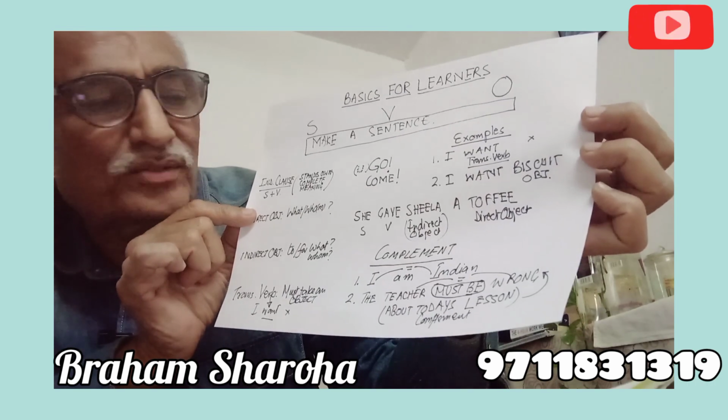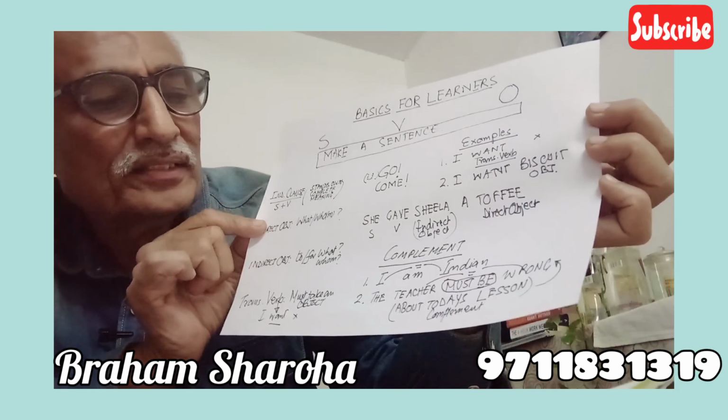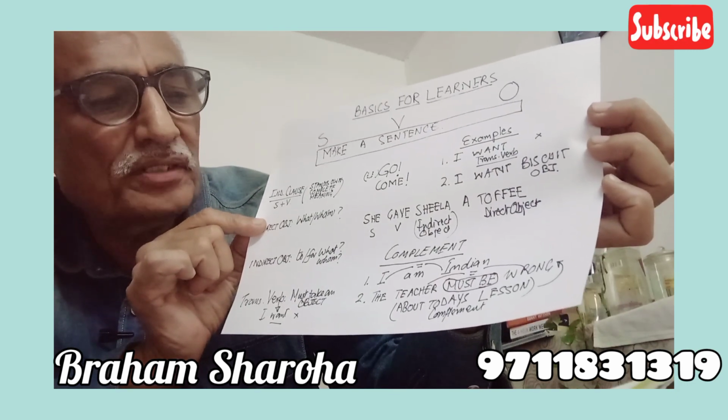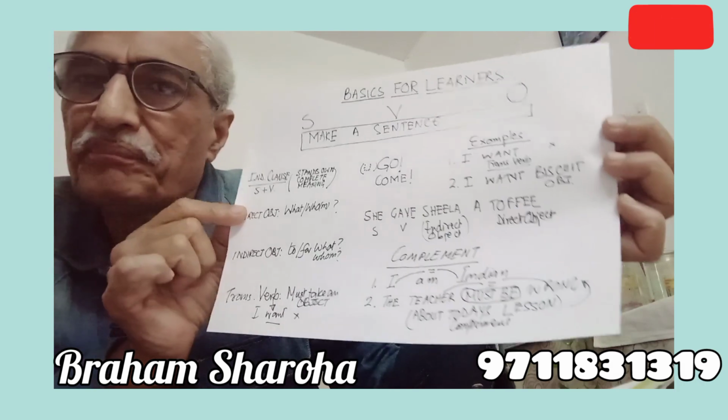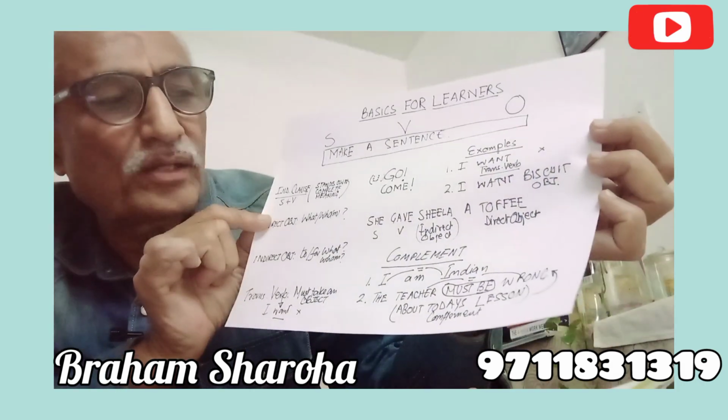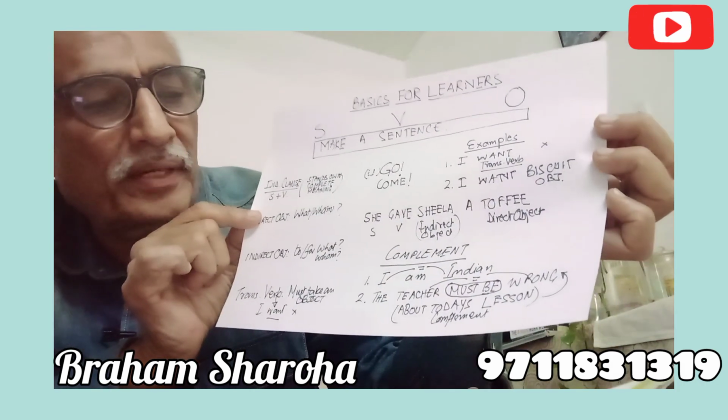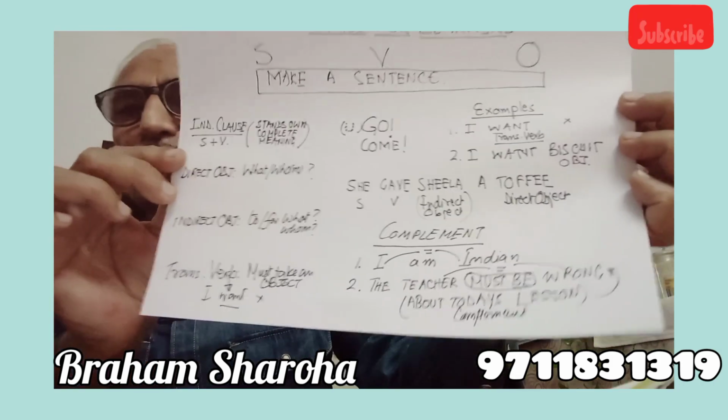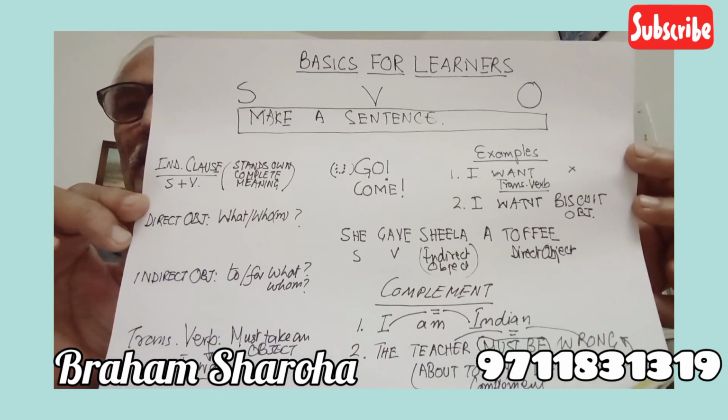Who's wrong? Teacher is wrong. So the is the preposition, teacher is the subject, and the object is wrong. And the complement is about today's lesson. So I hope this makes it absolutely clear.